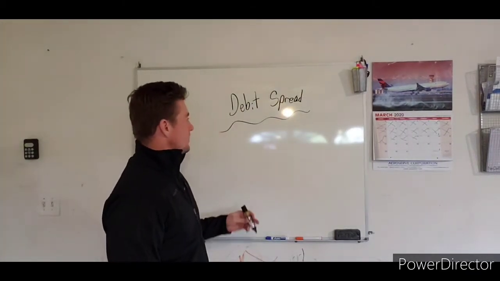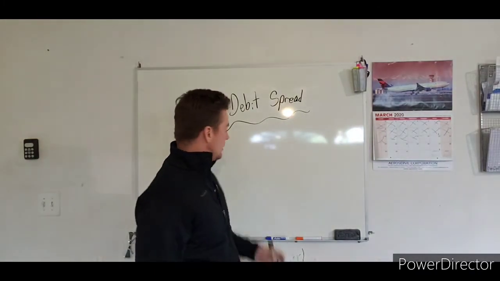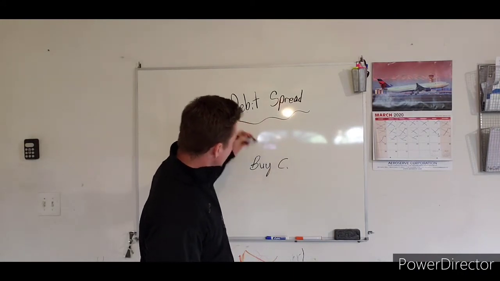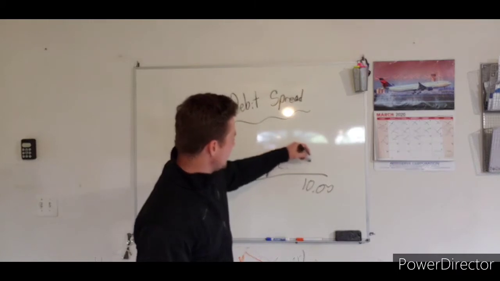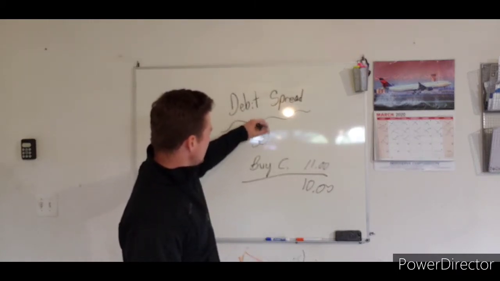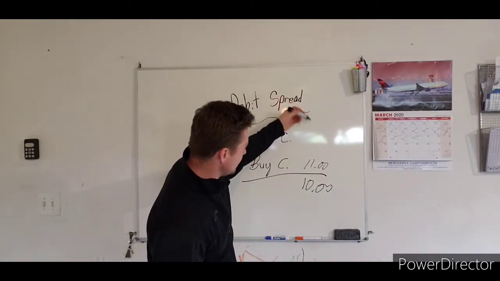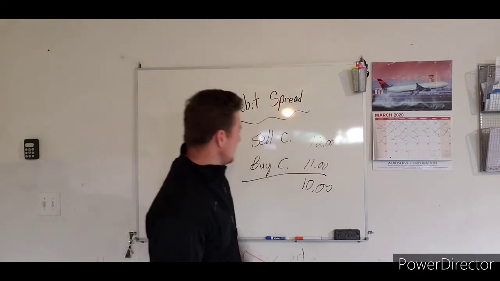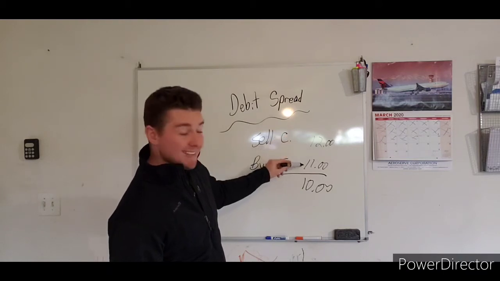So what is a debit spread? A debit spread is where, on either side, a call or a put. On the call side, you would buy the call closer to the money, say the price is at 10 bucks. We would buy an $11 call, and then we would sell at the same time another call, say, we'll keep it simple, 12 bucks. So we're going to sell the 12, we're going to buy the 11.